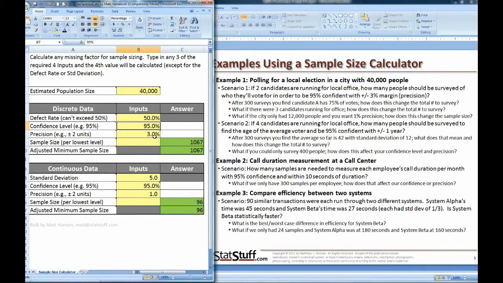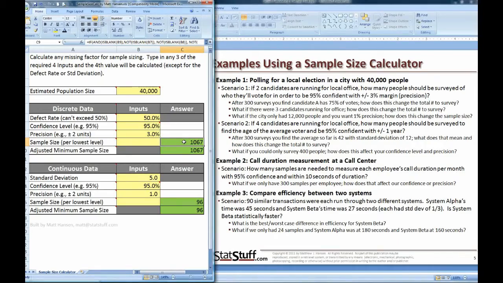So let's extend this a little bit further. Next situation is, after 300 surveys that have been collected, we're finding that candidate A has 75% of the votes. How does this change the total number to survey? Well, most people might think it doesn't change the survey at all. It shouldn't change anything. We've already determined the number of samples that we need. But I would really beg to differ on that.